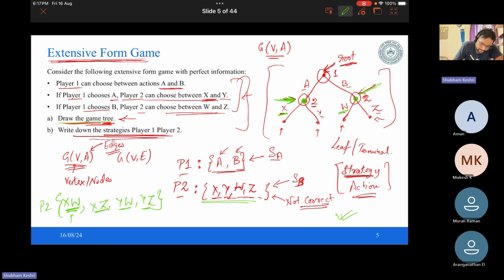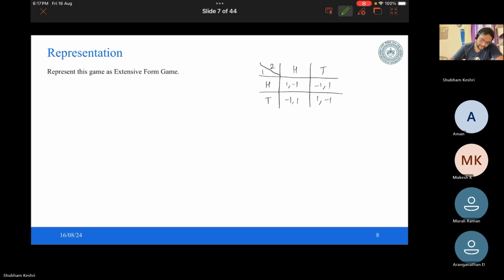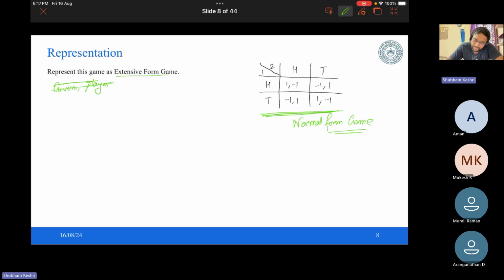So we have drawn the game tree and also written down the strategy set for player 1 and player 2. So this will help us in the next question. So the next question is, I have a normal form game. Can we represent this normal form game as an extensive form game? So I have not written the complete question. Just the question is, can you represent this game as an extensive form game? All right. So can we do that?